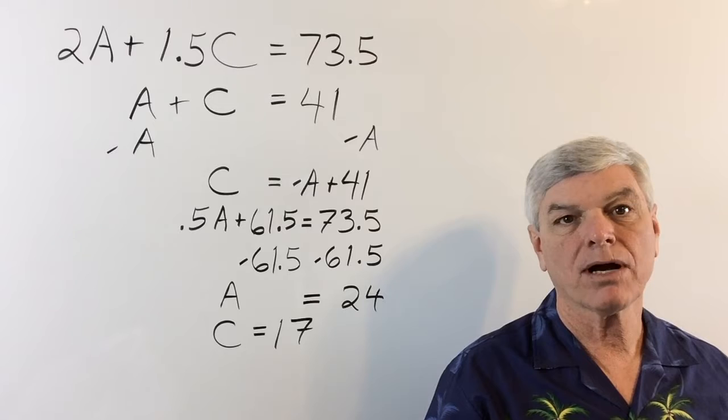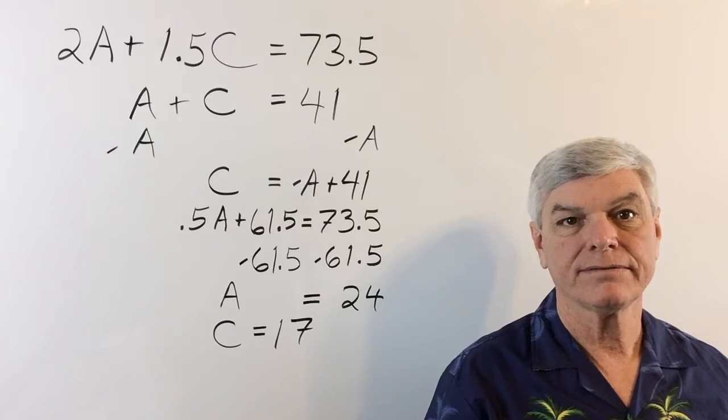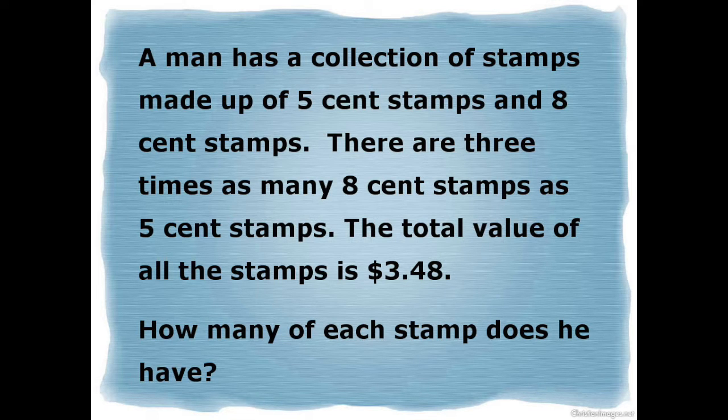Now let's try a problem with stamps. A man has a collection of stamps made up of 5-cent stamps and 8-cent stamps. There are 3 times as many 8-cent stamps as 5-cent stamps. The total value of all stamps is $3.48. How many of each stamp does he have?